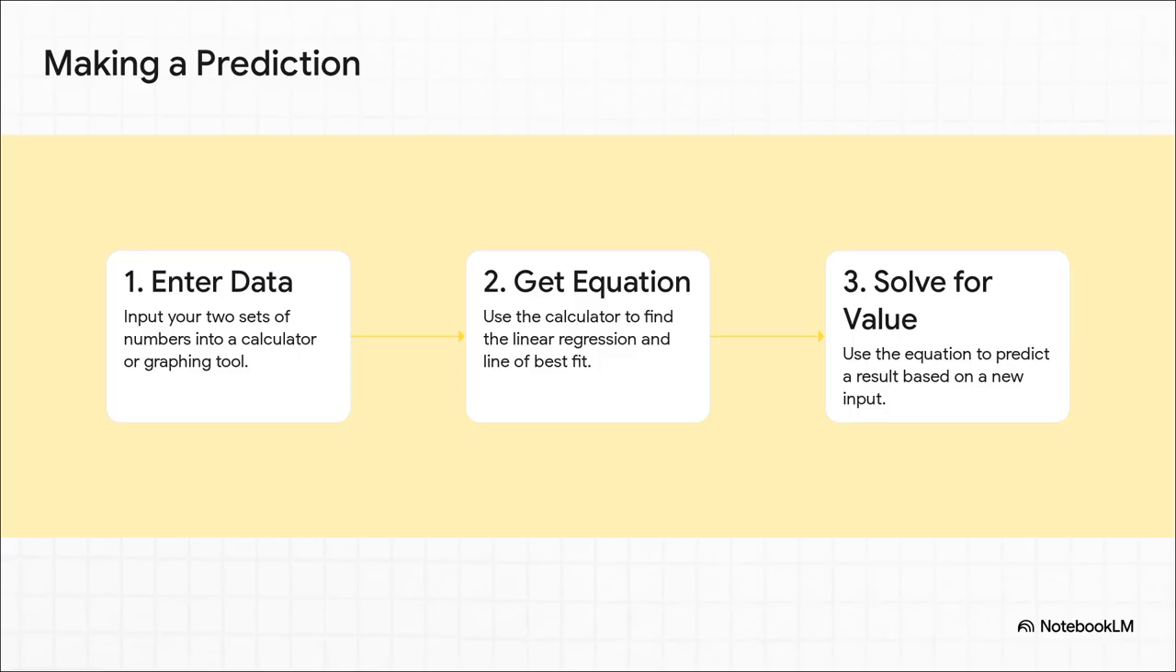You just plug your data points into a tool like a graphing calculator or Desmos. Then you ask it to do something called a linear regression, which is just the fancy term for finding that perfect line of best fit. The calculator does all the heavy lifting and boom, it gives you an equation. That equation is your crystal ball.